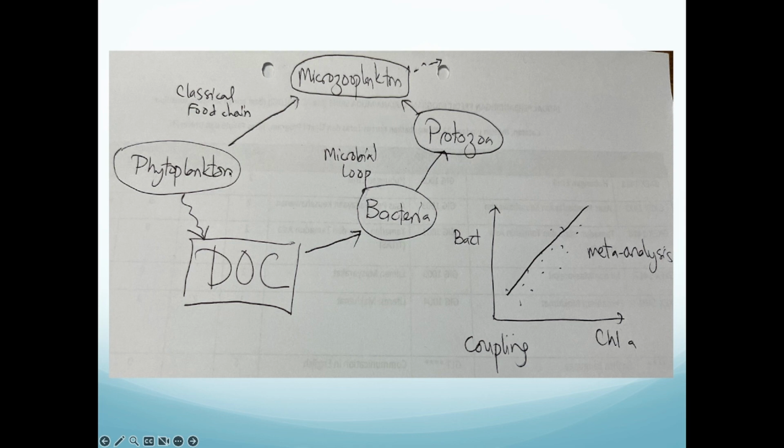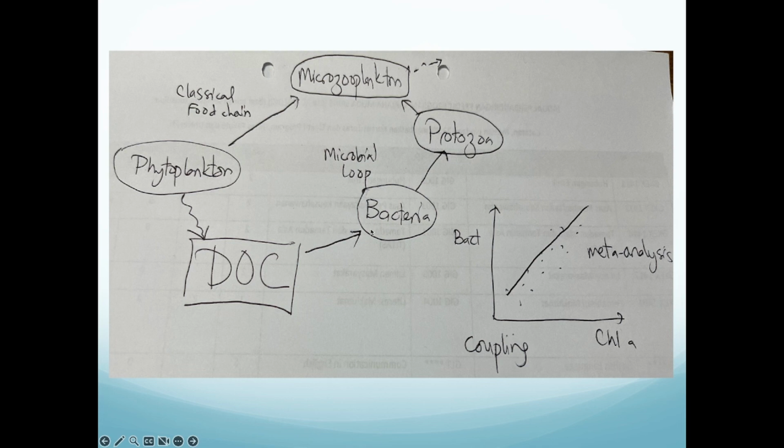So because of this indirect relationship where DOC is the intermediate, meta-analysis have shown that this coupling is actually very strong and is exhibited in various habitats around the world. So if the bacterial biomass on the y-axis is plotted against the chlorophyll A concentration, you will see a straight line correlation that shows the strength of the coupling between bacteria and chlorophyll A.